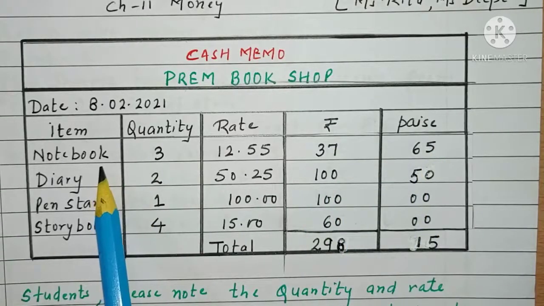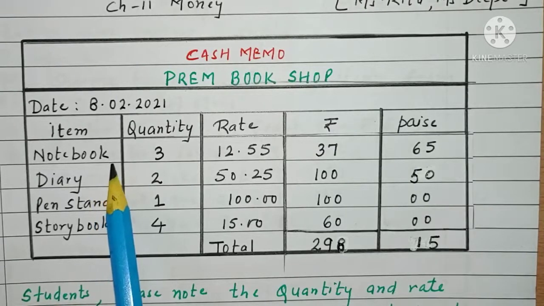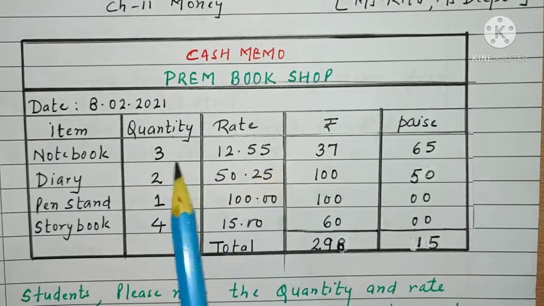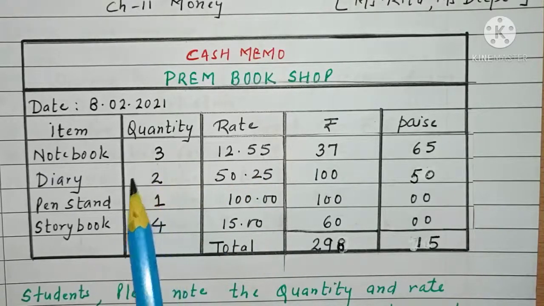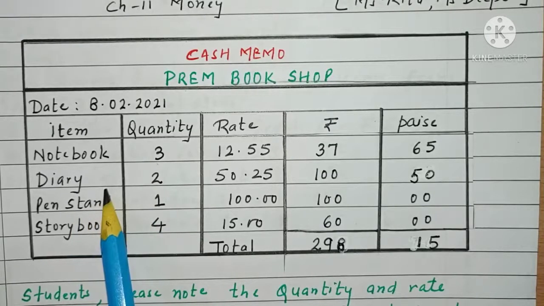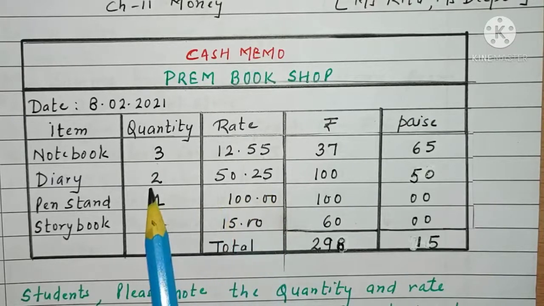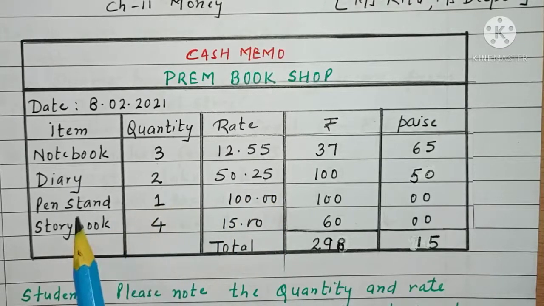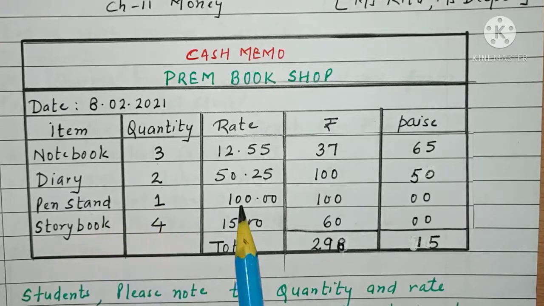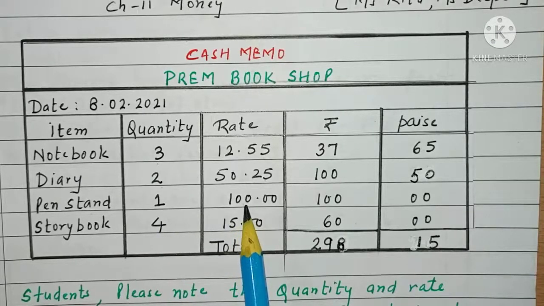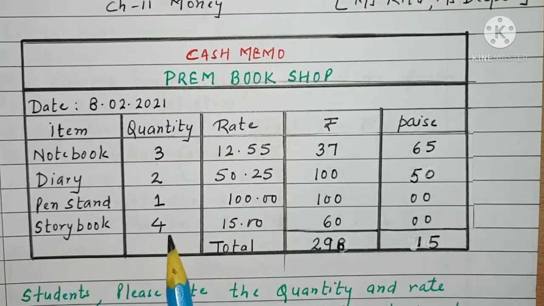Now, according to this memo, the cost of one notebook, that is the rate given, is 12.55 and the quantity taken is 3. The cost of one diary given is 50.25 and we have taken how many diaries? 2 diaries. Cost of one pen stand is rupees 100 and the quantity is 1 only, so it is rupees 100. And the cost of one storybook is rupees 15 and we have taken how many storybooks? 4.